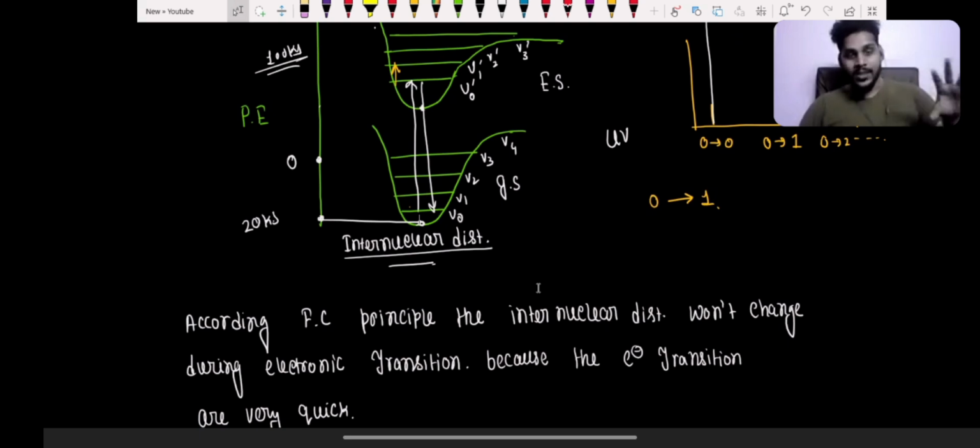So guys, that is why the Franck-Condon principle is saying no, the internuclear distance won't change. It would be a transition from 0 to 0 and the intensity of the peak from 0 to 0 would be the highest. So I guess you have understood what the Born-Oppenheimer approximation is, and I guess I could make you understand this entire topic.